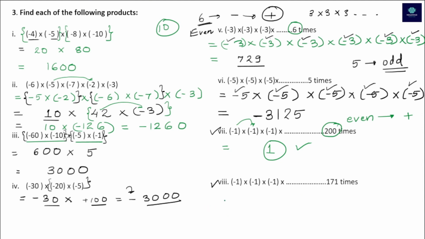Coming to the last question, that is question number 8. Here minus 1 is getting multiplied this many times. So let us first multiply the numbers. 1 into 1 is 1, 1 into 1 is 1. Likewise, till 171 times, you are going to get your product as 1. And let us check what sign we are going to put. We know that 171 is an odd number. Our answer will have that minus sign in it. It means our answer is going to be negative.